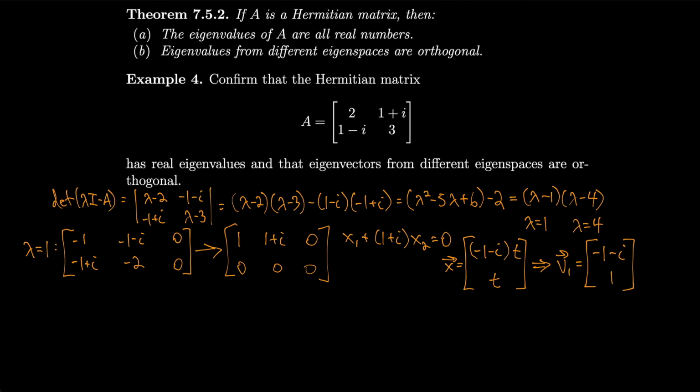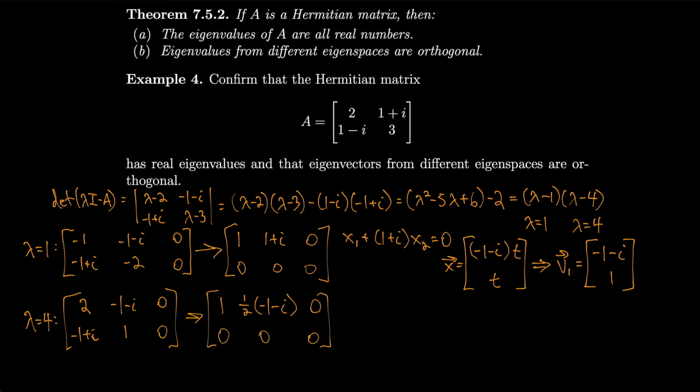Let's look at the other eigenspace. So plugging in lambda equals 4, we get 2, minus 1 minus i, minus 1 plus i, 1, and add a column of zeros. Setting it equal to 0 will reduce it, and the bottom row zeroes out again when we divide by the 2 for the top. We get 1, half of minus 1 minus i, 0, and all zeros. So x2 is free again.